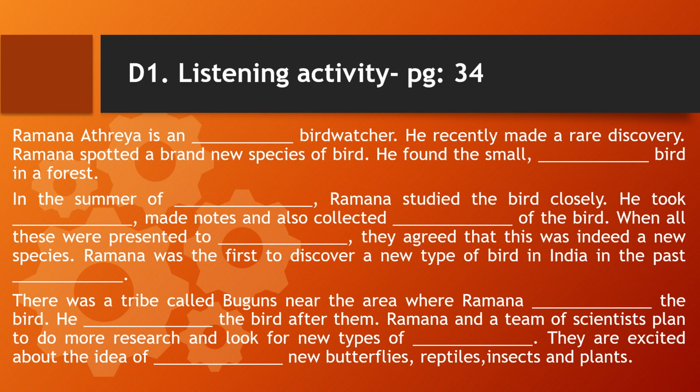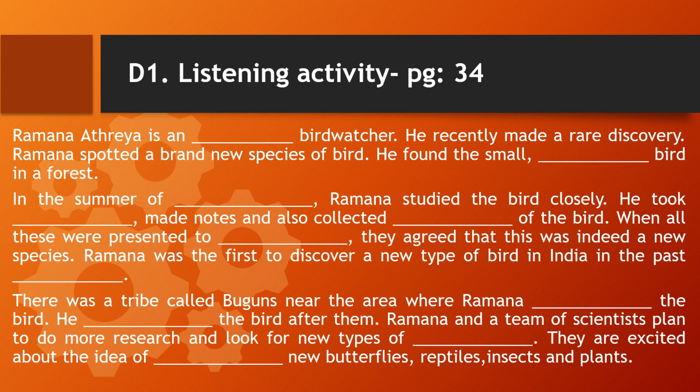Ramana Atreya is an Indian bird watcher. He recently made a rare discovery. Ramana spotted a brand new species of bird. He found the small colorful bird in a forest. In the summer of 2006, Ramana studied the bird closely. He took photographs, made notes, and also collected feathers of the bird. When all these were presented to scientists, they agreed that this was indeed a new species. Ramana was the first to discover a new type of bird in India in the past 50 years.